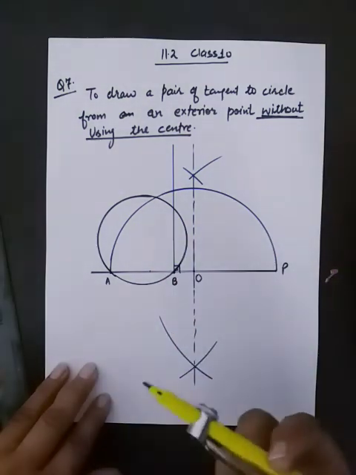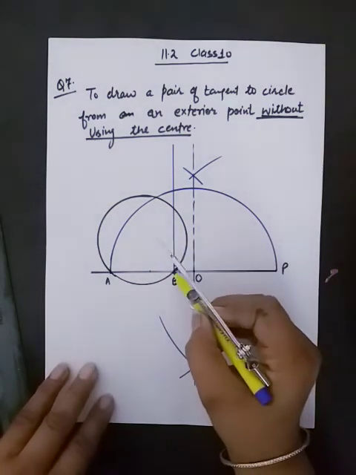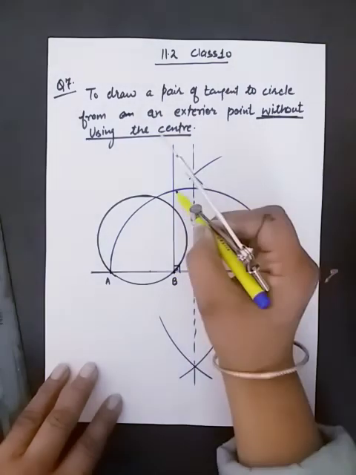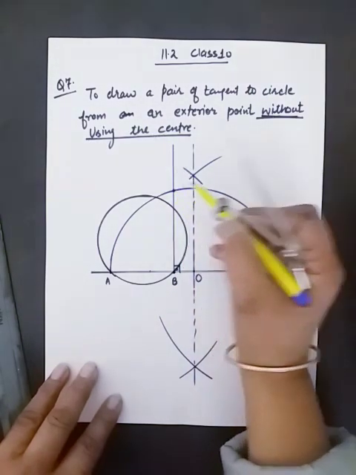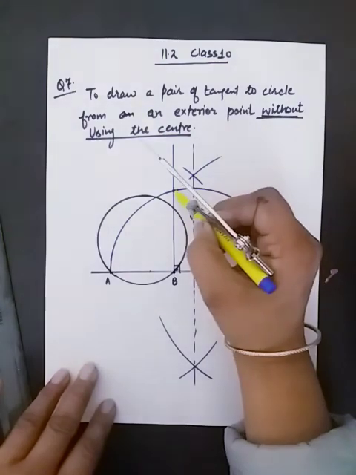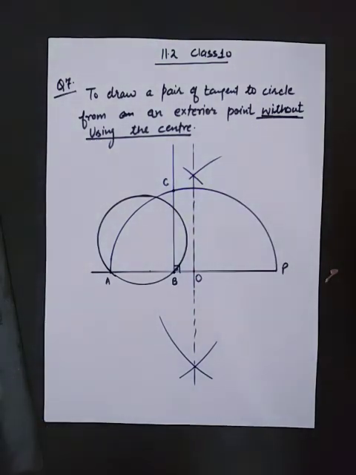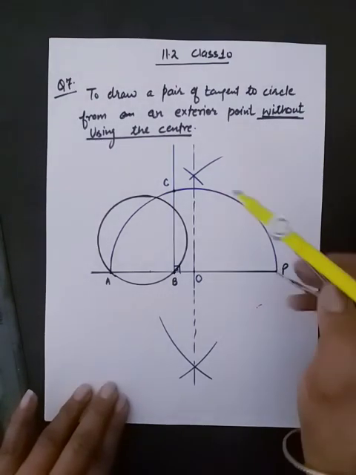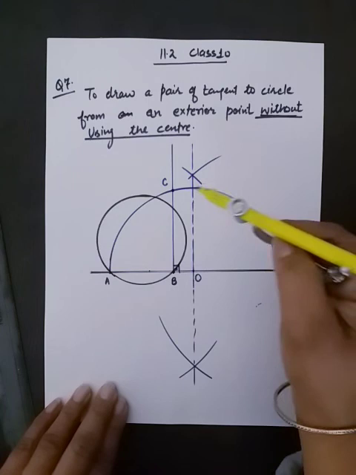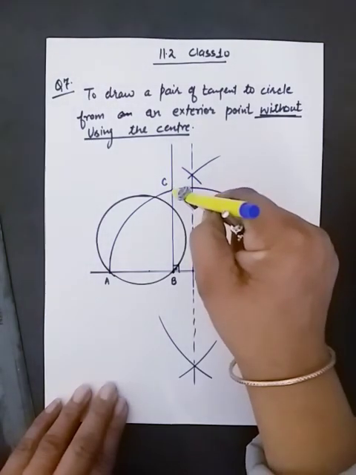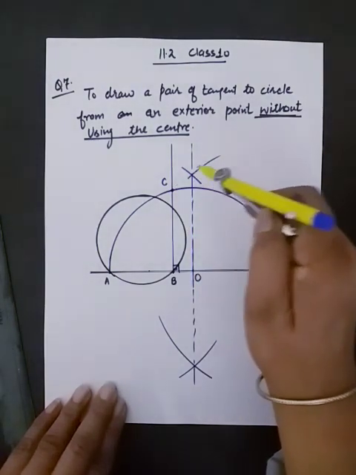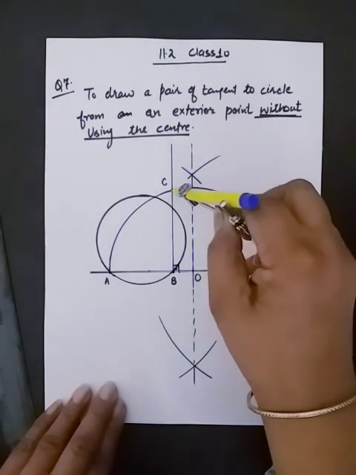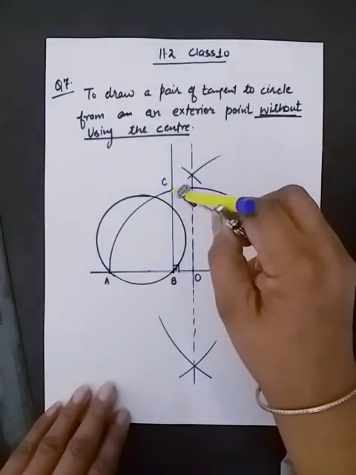Now you can see the angle drawn at B, that was of 90 degrees, and this semicircle intersect at the point C. Both intersect at C. Now taking PC as radius, meaning P is the center and we open the compass up to C, we have to mark two arcs on our given circle.